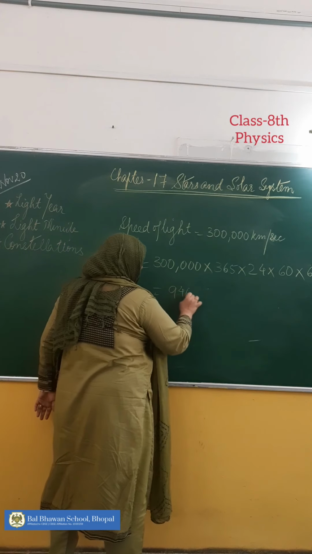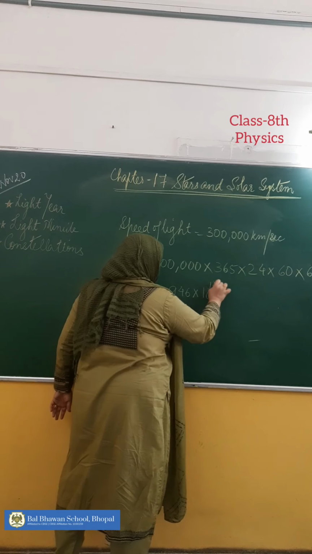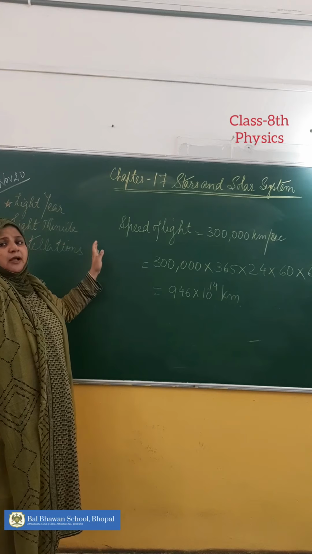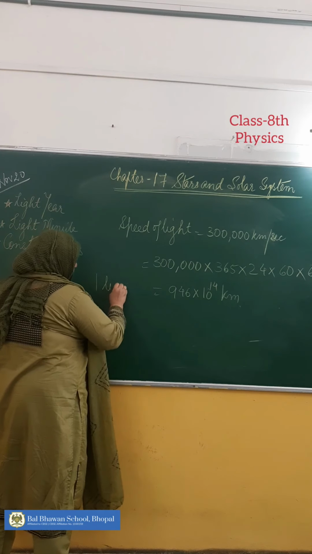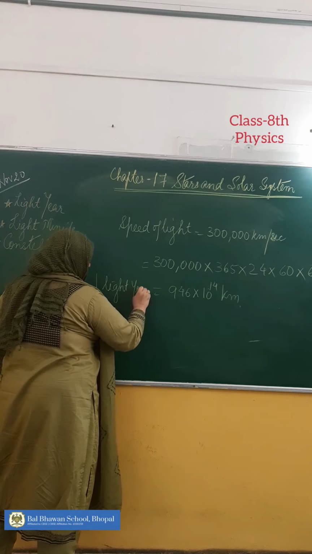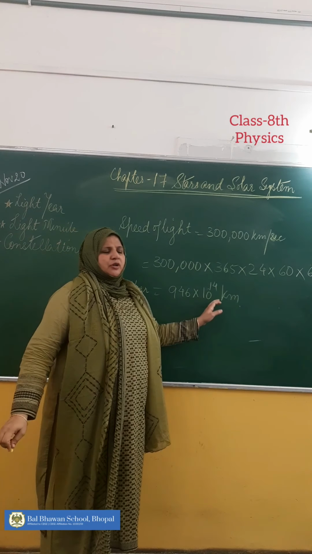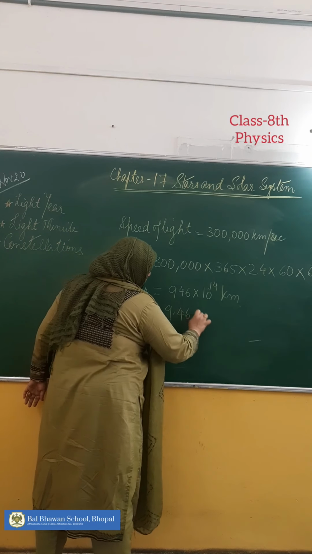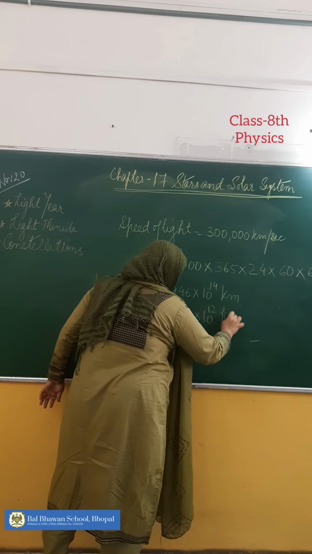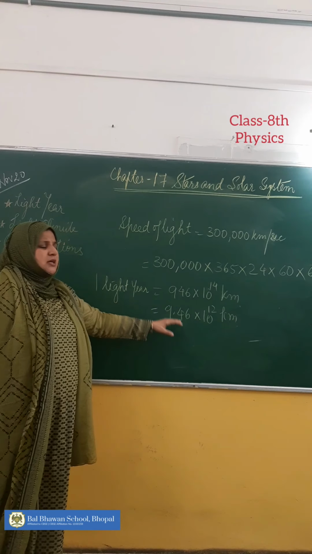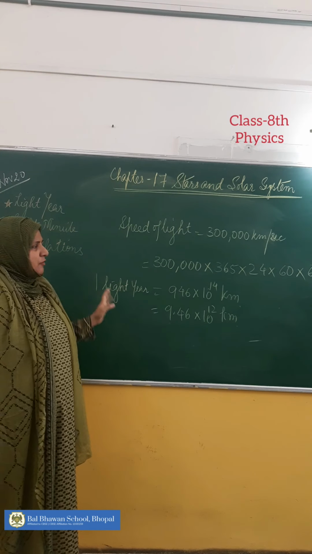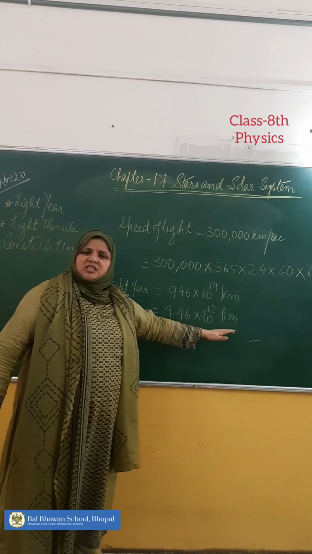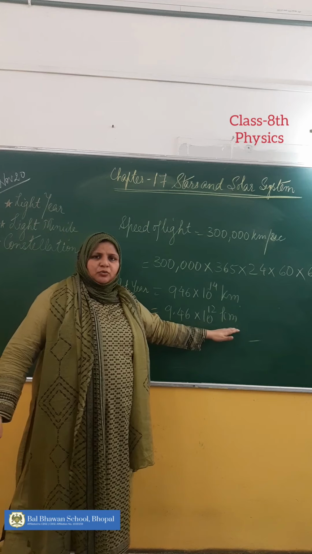The answer will be 946 into 10 raised to the power 14 kilometers. These many kilometers are present in a light year. 1 light year is equal to 946 into 10 raised to the power 14 kilometers. If we write it in the standard form, it will be 9.46 into 10 raised to the power 12 kilometers. These many kilometers light will cover in 1 year. Why? Because it covered 3 lakh kilometers in 1 second, so in 1 year it will cover these many kilometers. I hope this is clear to all of you.